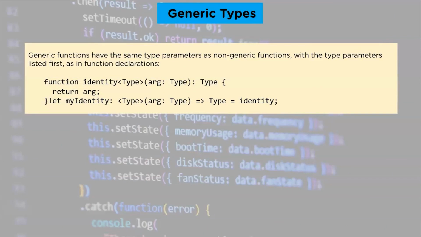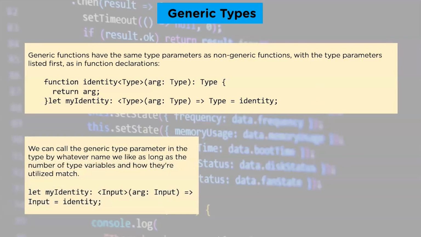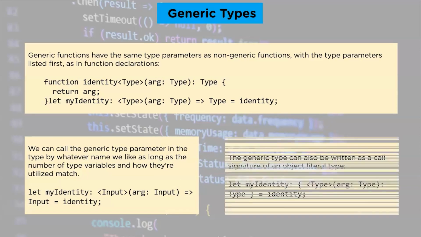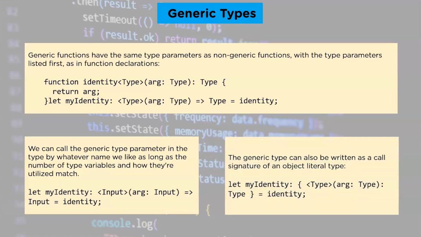Generic functions have the same type parameters as non-generic functions, with the type parameters listed first, as in the function declarations. We can call the generic type parameter in the type by whatever name we like, as long as the number of type variables and how they are utilized match. The generic type can also be written as a call signature of an object literal type.